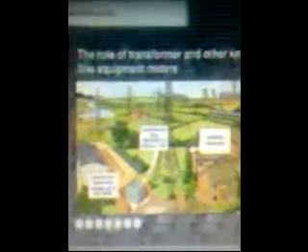Components of an electric generating, transmission and distribution system. Geothermal energy. The role of transformers and other key line equipment, meters.